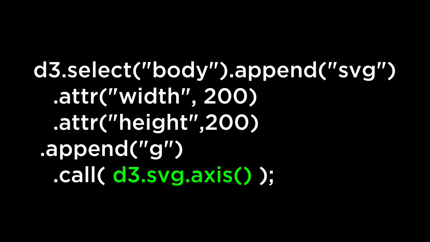The D3.svg.axis component is a function, so when we call it, we are passing to it the current selection. The current selection being the SVG group element. The SVG axis component does its function thing and then returns a new selection.